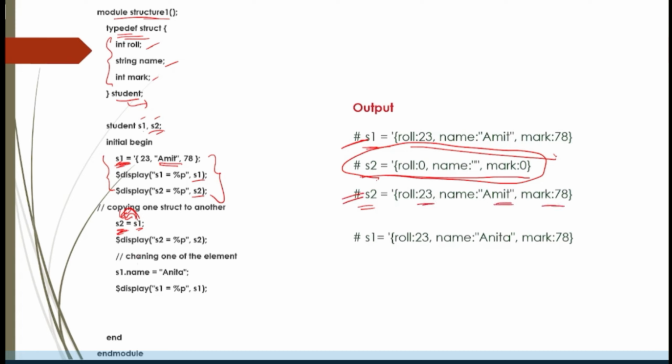Now after this I have changed only one particular element in s1, s1 dot name Anita. So the name will be changed from Amit to Anita. If you type the same program in EDA Playground and check it out, s2 will be the same as before, and only there will be a change in s1. Hope you got it clear. So this is about structure in SystemVerilog.